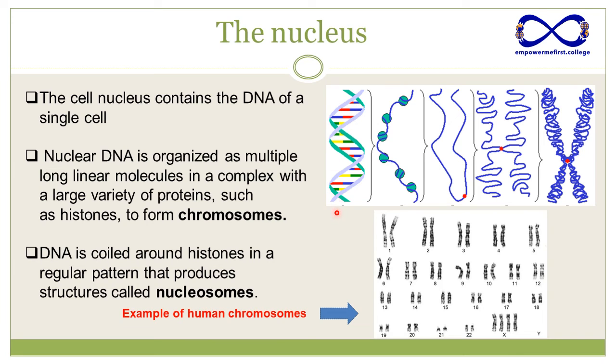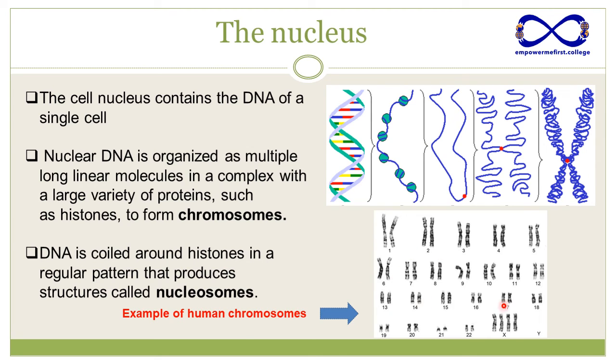So again, this one is the DNA, which can be found inside the nucleus, but generally the DNA doesn't look like this double strand. We always find it in a cell packed together with protein in order to form this structure, so-called chromosomes. The DNA is coiled around histones in a regular pattern that produces a particular structure called nucleosomes.